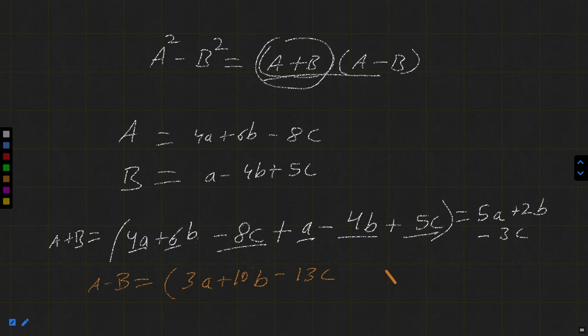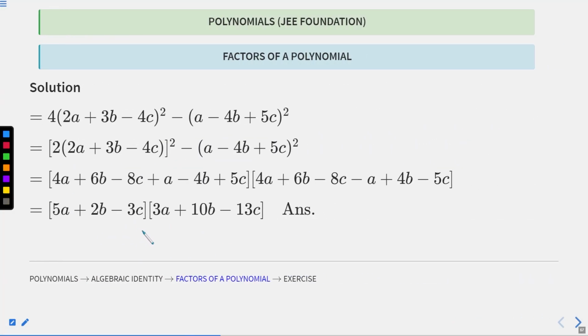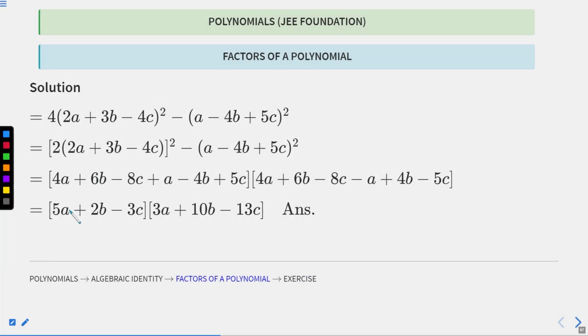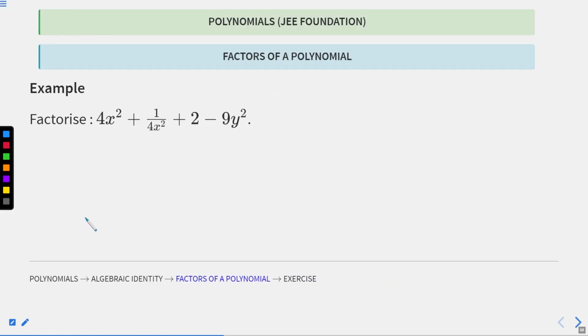I hope this is clear. Now this will be my factorized form. I hope this is clear to you. So indeed, this is my factorized form. I hope you understood it very clearly. That is how we factorized our given expression into just this. Okay, let's move further. Let's see another example, and that's it for today.